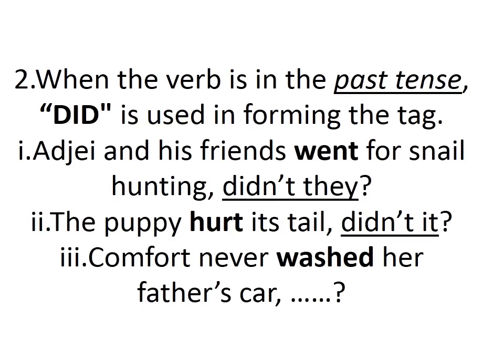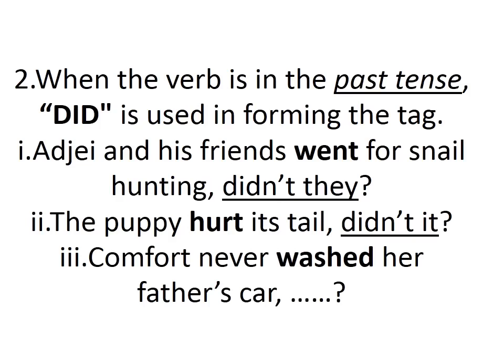The puppy had its tail. The subject in here is the puppy. What pronoun replaces the puppy? It. The personal pronoun that replaces it is "it". So if you put it there, the sentence becomes: It had its tail.